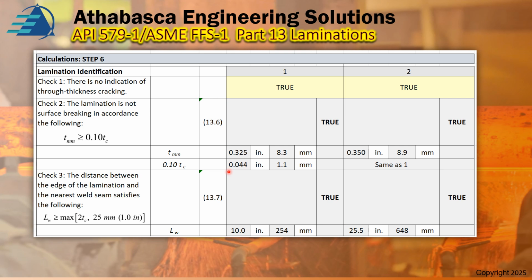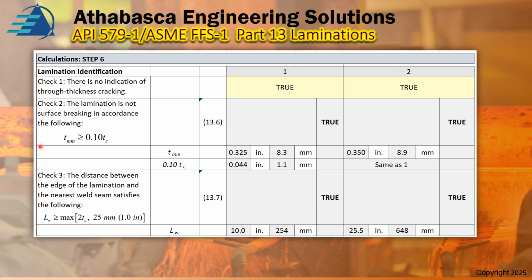And you can clearly see that Tmm is much greater than 0.004, so we're true. The third check is LW, which has to be the maximum of these. We run through this, and we are okay, so we can continue.